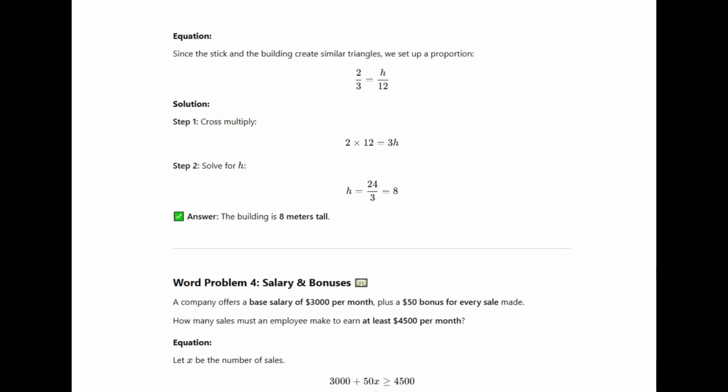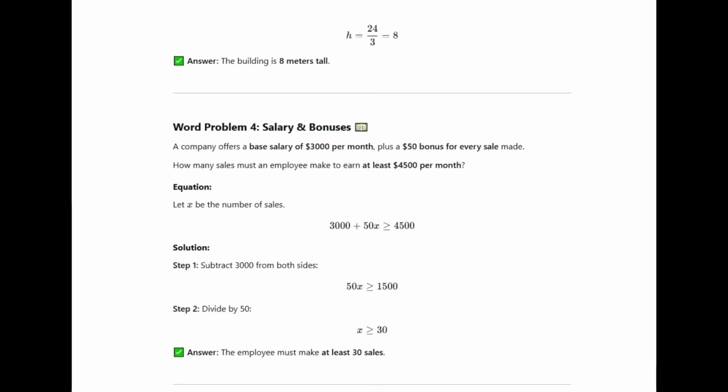Solution. Step 1. Cross multiply. 2 times 12 equals 3h. Step 2. Solve for h. h equals 24/3 equals 8. Answer: the building is 8 meters tall.